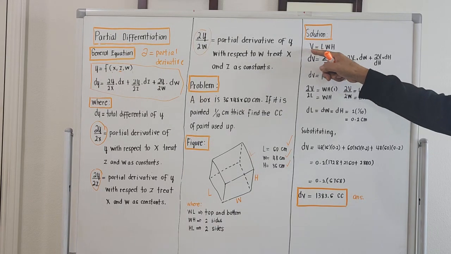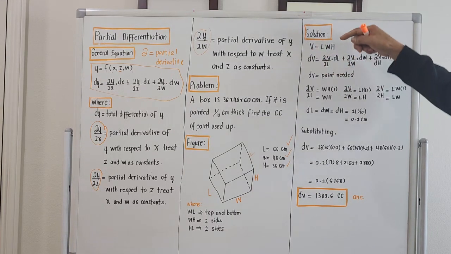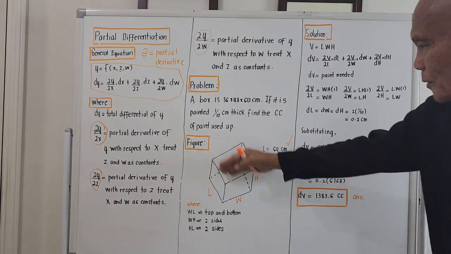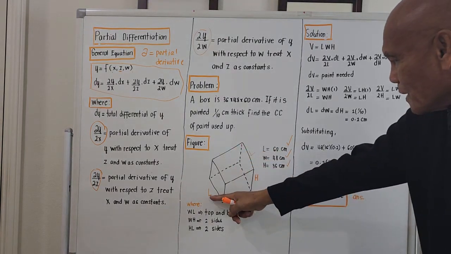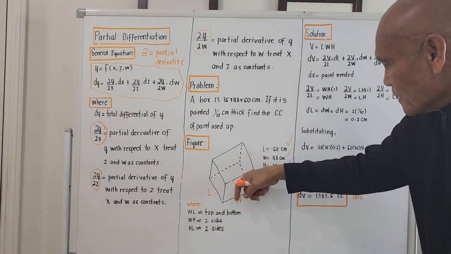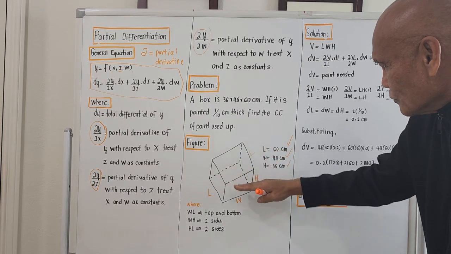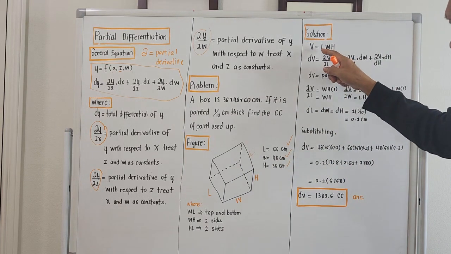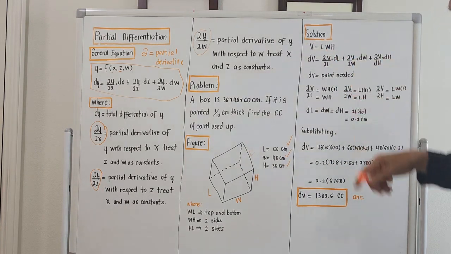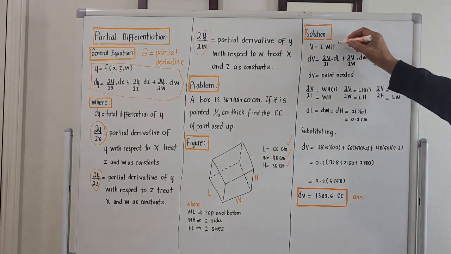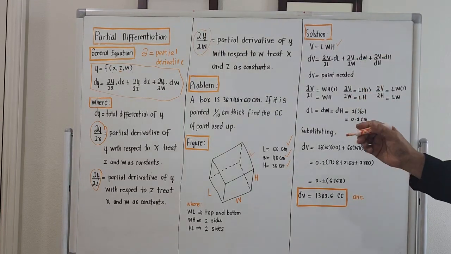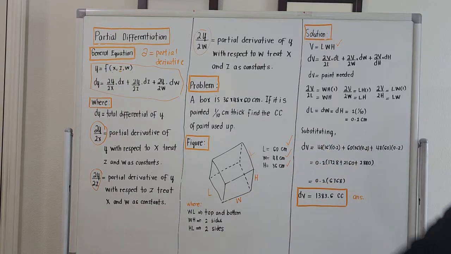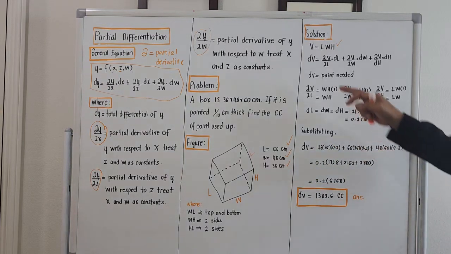The volume for any rectangular object will be the product of length times width times height, right? The volume of this one will be the product of length times width. That's the bottom area. So to take the total volume, we must multiply that by h. So actually, it's the length times width times height. That's volume. Okay? So how do we compute for the volume that is being used to paint this box? It is just a differential volume.